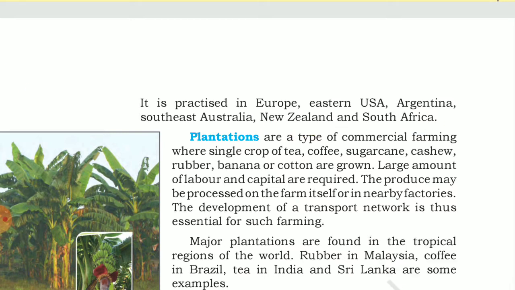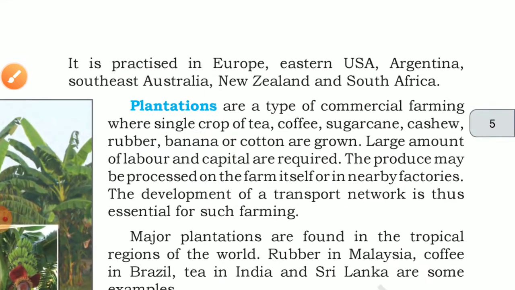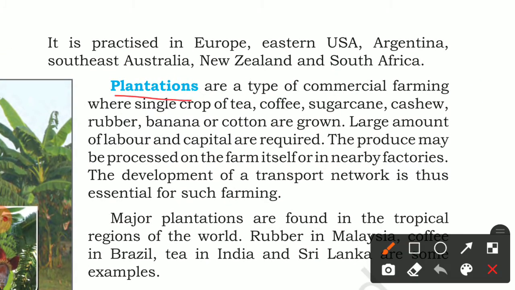Then plantations. Plantations are a type of commercial farming where a single crop of tea, coffee, sugarcane, cashew, rubber, banana, or cotton is grown. A large amount of labor and capital is required, and the produce may be processed on the farm itself or in nearby factories.